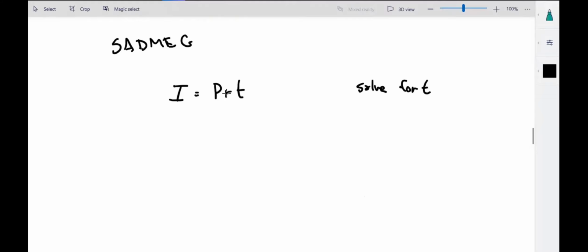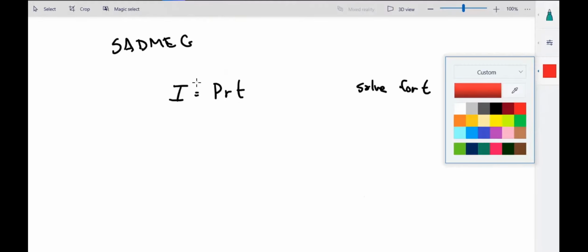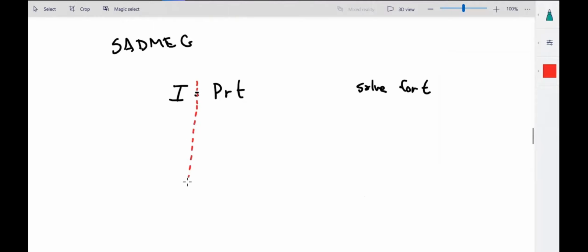So let's take a look at SADMAG. I'm going to put my little line here separating the two sides. So look on the side of the T. Do you see any subtraction or addition? Nope. On to multiplication or division. Do you see any multiplication or division? Yes, I do. Now there are no multiplication symbols because those look like x's, and that would look like P x R x T, and that'd be confusing.